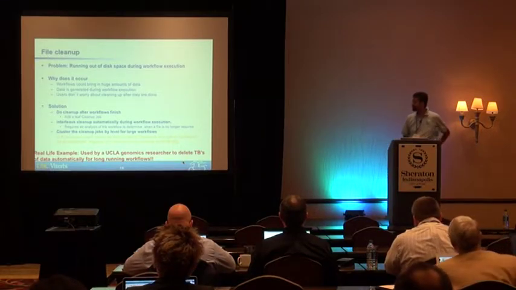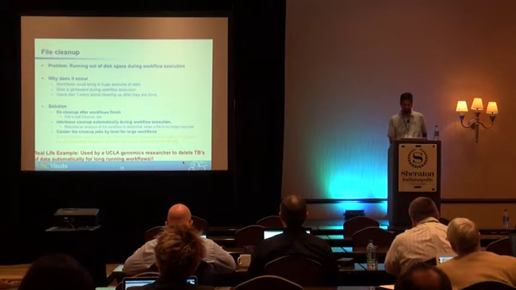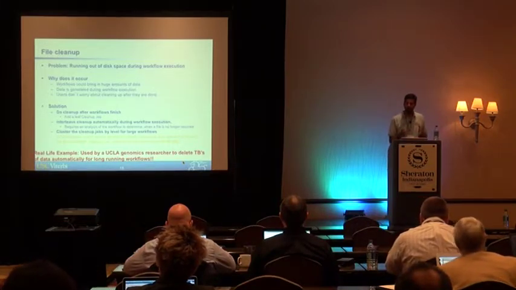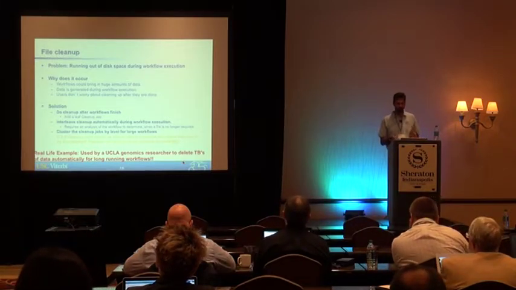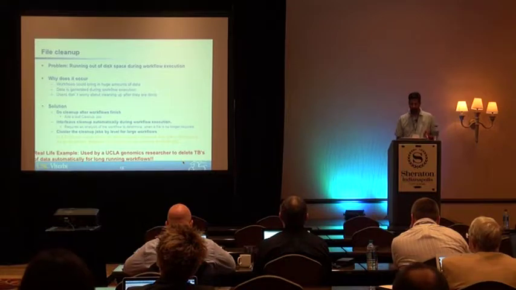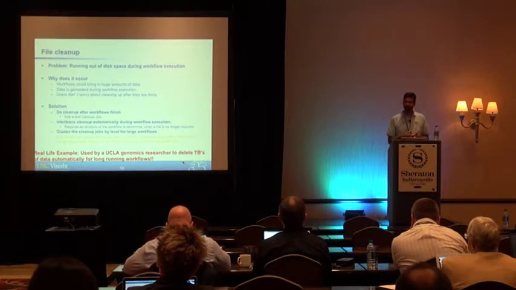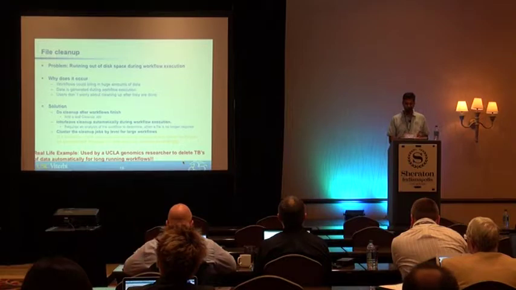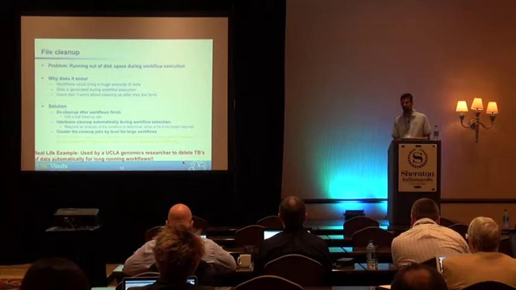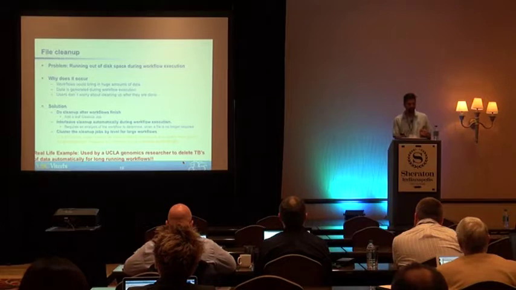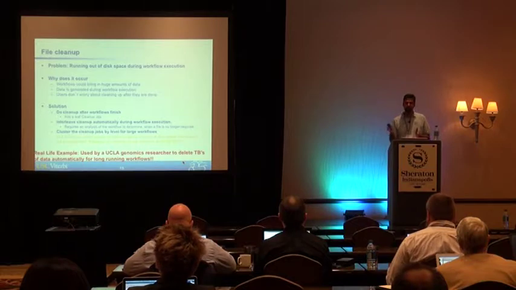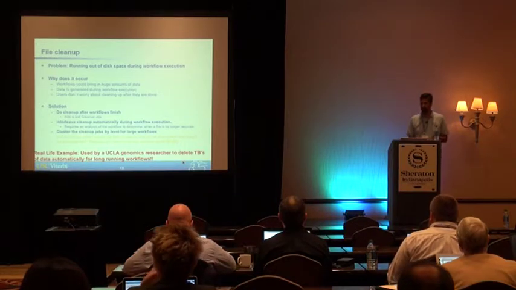So a couple of real-life examples. We had a UCLA genomics researcher who was trying to run this big Vervet monkey sequencing pipelines on a local UCLA cluster, but his workflow required more storage than was available on the scratch file system of that cluster. So basically, that researcher used this functionality to remove the intermediate products which are no longer used automatically.